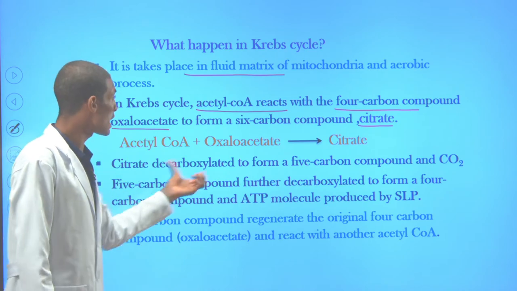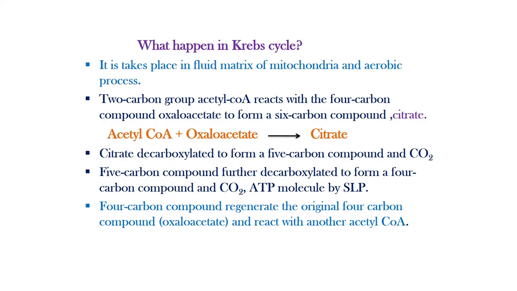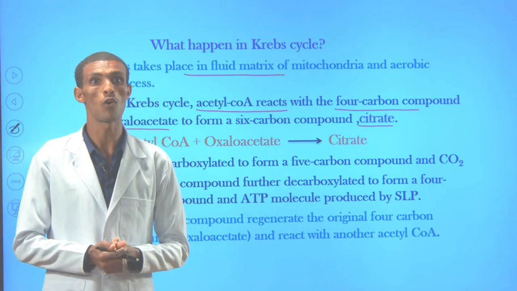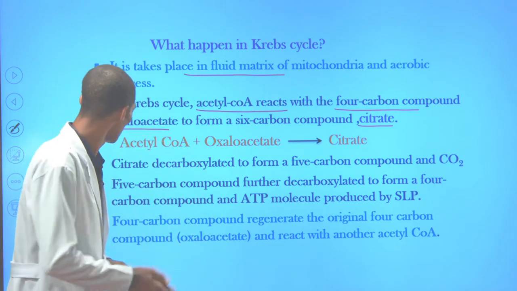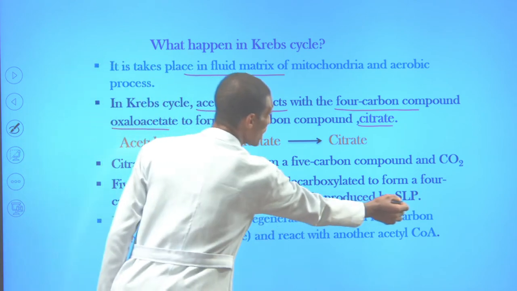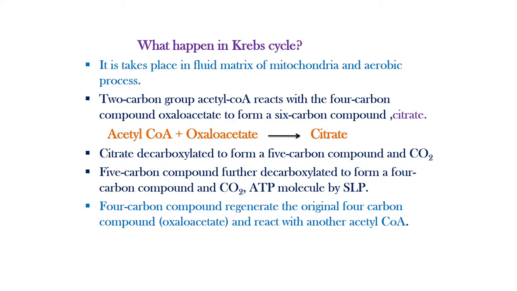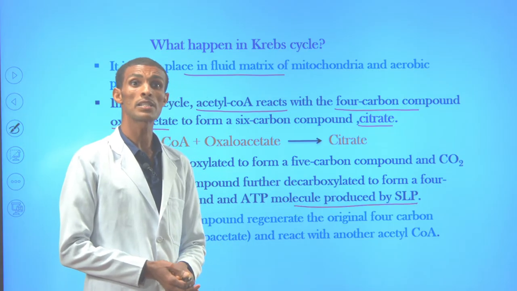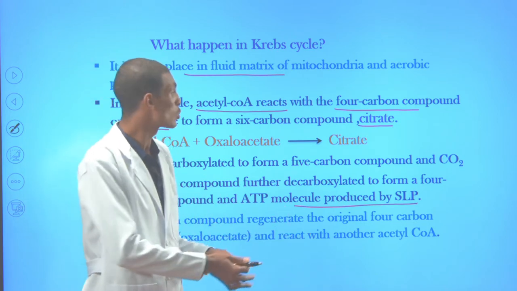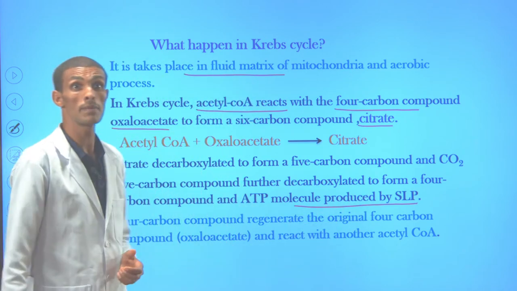Then citrate becomes decarboxylated to form a five carbon compound and carbon dioxide. The five carbon compound is further decarboxylated to form another compound, the four carbon compound oxaloacetate. And ATP is formed in the process by substrate level phosphorylation. Simply, substrates having an attached phosphate can transfer their phosphate to ADP, carrying out phosphorylation.